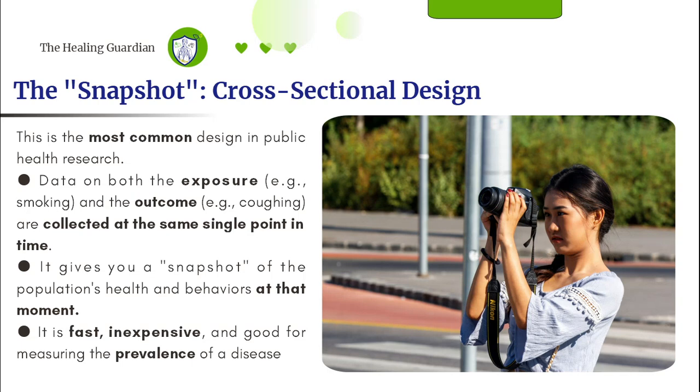So it gives you a snapshot of that population's health and behaviors at that moment. You assess the risk factors and the outcome at the same time in your research. You may be looking at many risk factors and many outcomes, but you are studying them at the same time. It is fast and inexpensive. That is why it is most common. It is good for measuring prevalence, because you go and you measure at one point in time, that in July this is the prevalence, because you measured exposure and outcome at the same time. So that's why it is compared to a snapshot.